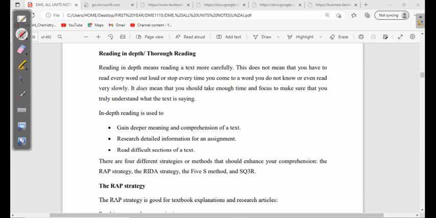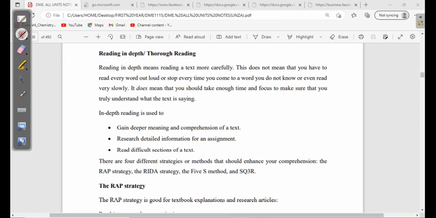Reading in depth is just reading carefully because your aim is to understand this text. When I'm talking about reading in depth, it is used to gain a deeper meaning and understanding of a text. It is also used to research detailed information for an assignment that you might have. So that is reading in depth. When you are reading in depth, you read difficult sections of a text. That is what you get to look at.